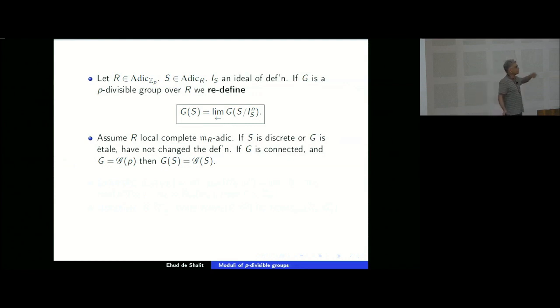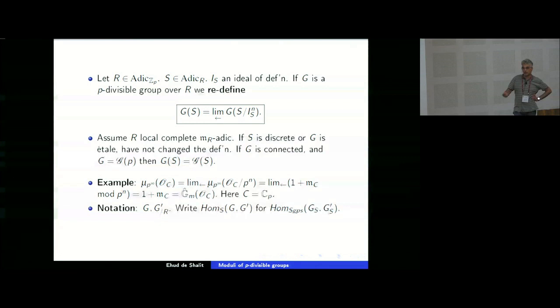You have also not changed the definition if G was étale, because if G is étale, of course, the points of G in S over IS to the n and S over IS to the n plus 1 are the same, right? That's one of the basic things about étale. But if G is connected, for example, and it comes from the formal group script G by the process that I described previously, due to Tate and Messing, then the new notion gives you the points of the formal group.